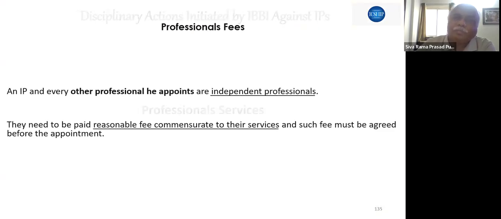Professional services. The IP and every other professional he appoints are independent professionals. They need to be paid reasonable fees, commensurate with the services. Such fees must be agreed before the appointment. So an agreement or memorandum of understanding is to be reached on what type of services are going to be provided to the company, and if any deficiency of service is there, how much penalty is to be deducted. All these things are to be done in a proper manner by taking the legal experts of the company. In most companies, legal experts are also available.